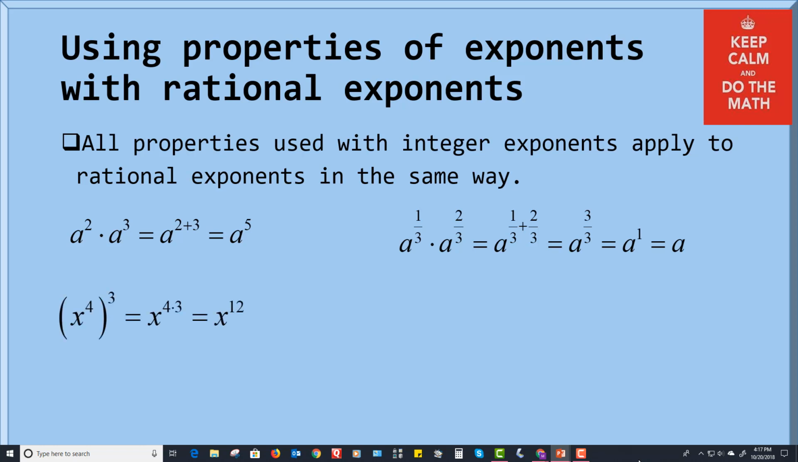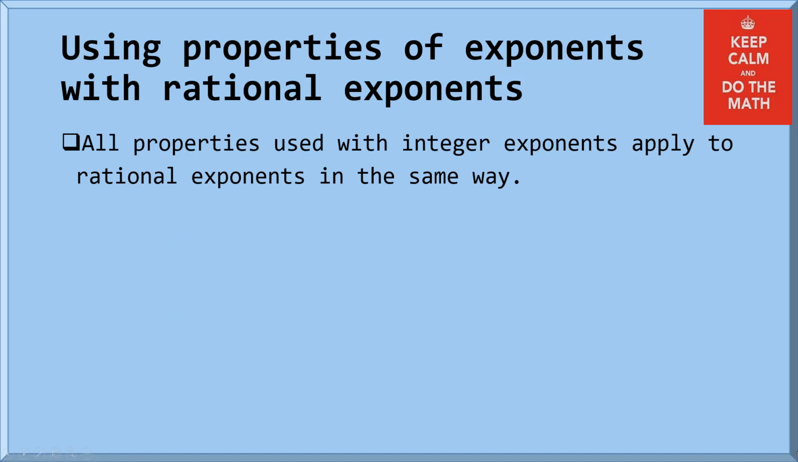Here's another power rule, x to the 4th taken to the 3rd power. Here our job was to multiply the two exponents together, so 4 times 3 gave us x to the 12th. It is applied the same way with rational exponents. x to the 1/3 taken to the 2/3 power. We simply multiply 1/3 times 2/3, which is 2/9, and so x to the 2/9 is the answer.